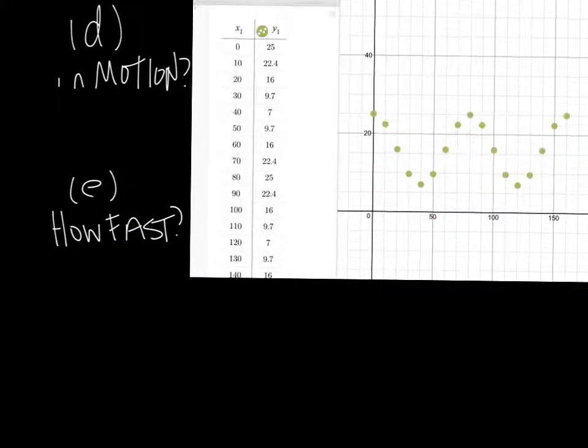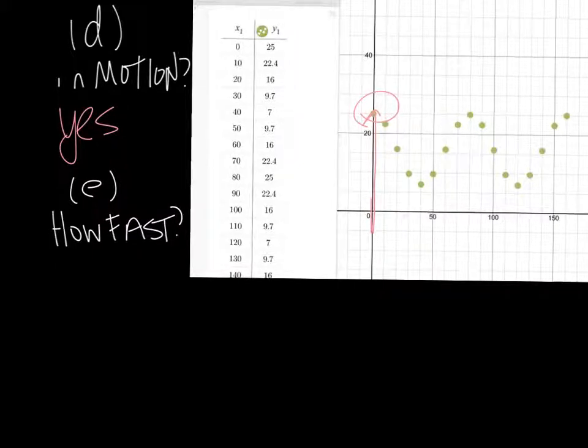Part D asks if the Ferris wheel was already in motion when the experiment began. So we look at time 0 right here, and we go up, and you can see it's at the maximum. So obviously the machine must have already been in motion because it's at the top, and we don't generally board a Ferris wheel at the very top. So yes, it was in motion when time got started.